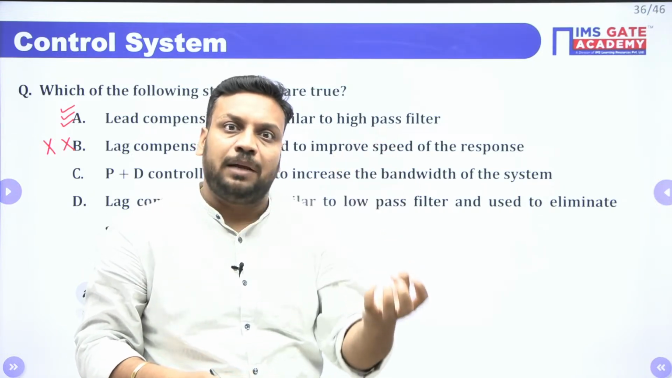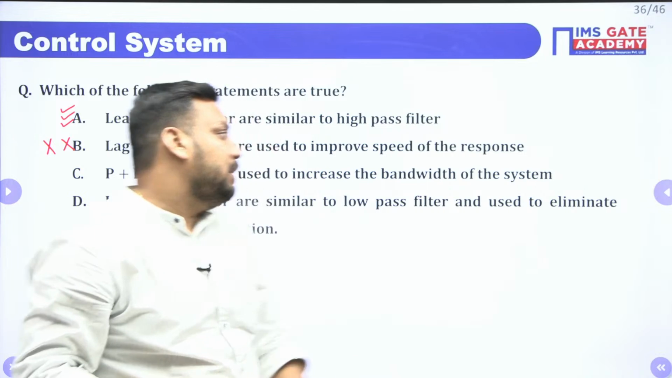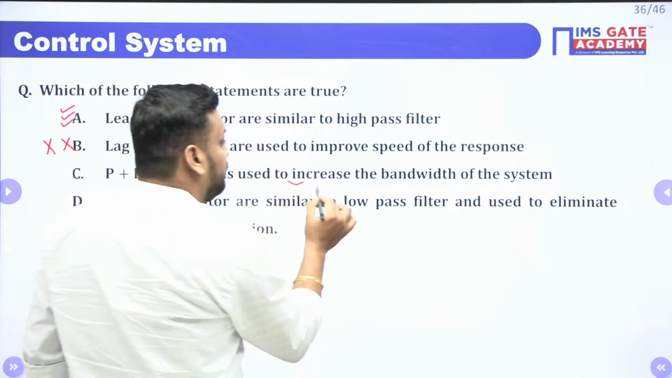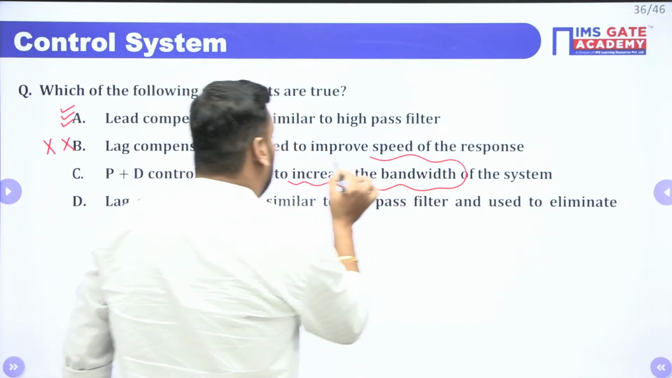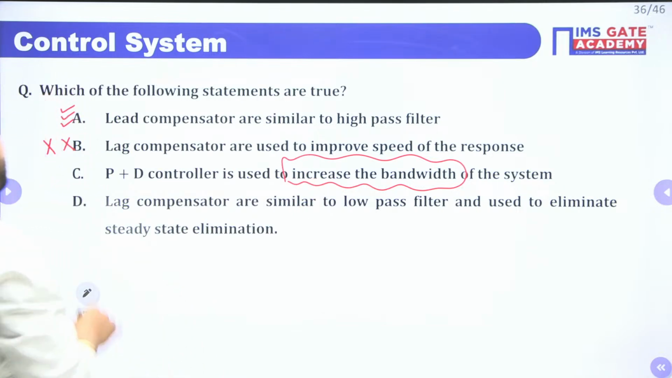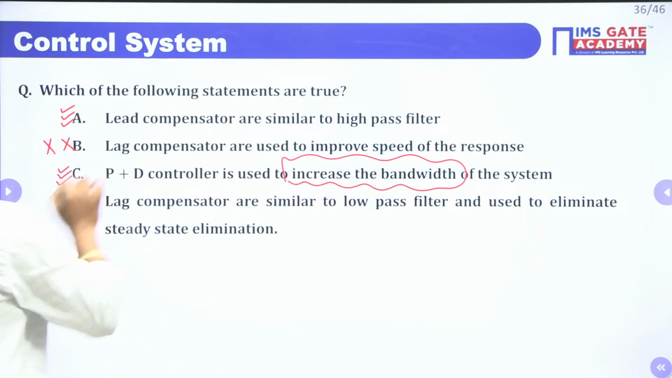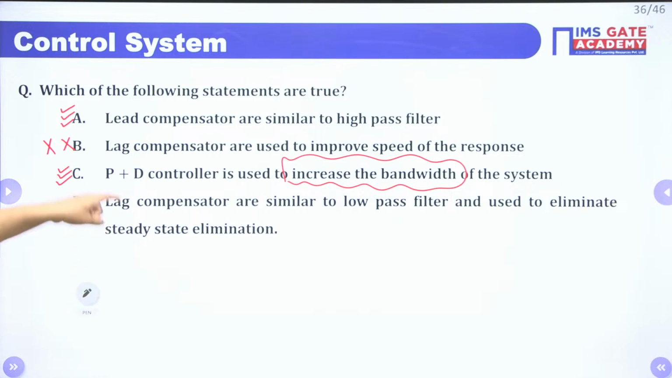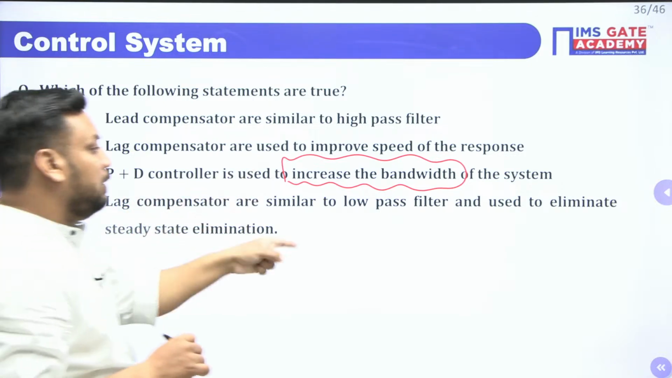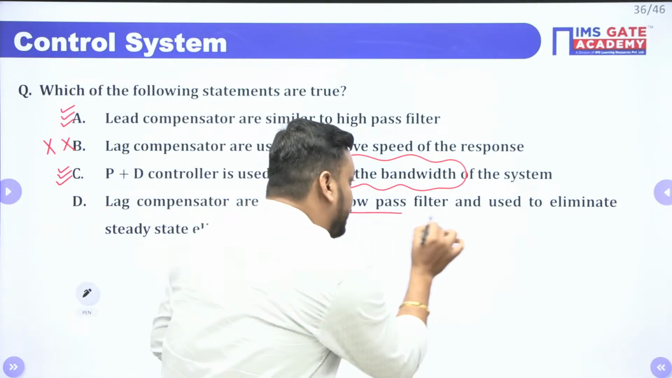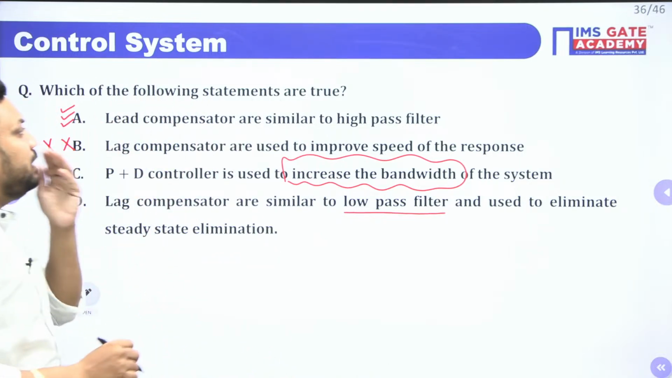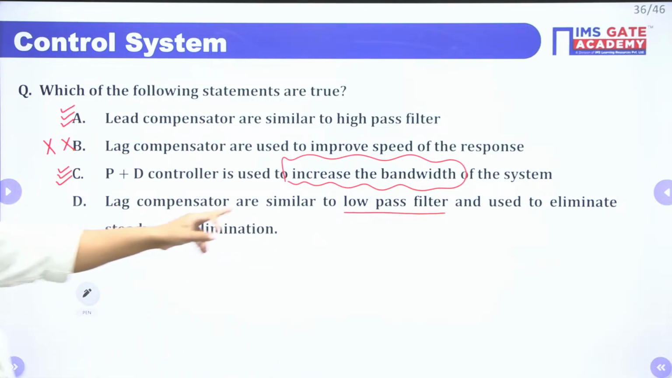So decreasing rise time means bandwidth increasing. That is correct only. So P plus D and lead is the same. It means option C is also true, sir. Lag compensators are similar to a low pass filter. It is correct only.